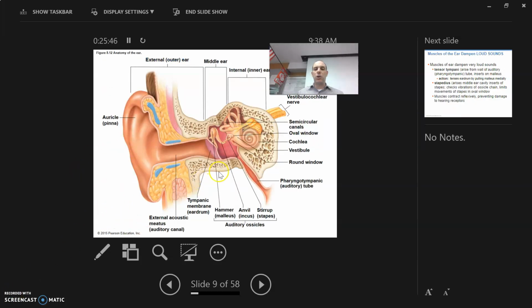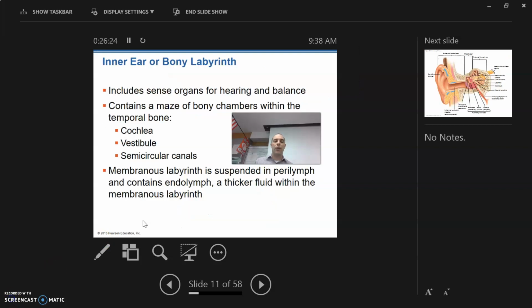This is the same diagram you saw before, but now you can notice here you've got the oval window that we just discussed, and then here you have the round window. And here's the tympanic membrane, the hammer, anvil, stirrup, or the malleus, incus, and stapes. It looks like a stirrup, which is why they call it that. Okay, now to the third part.